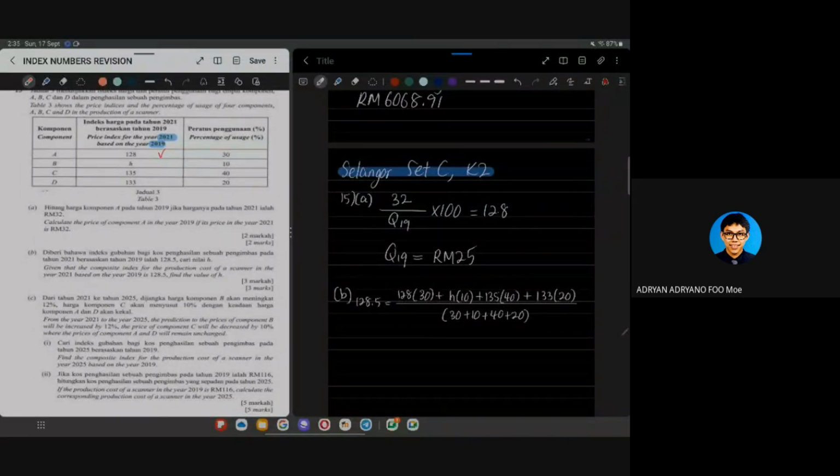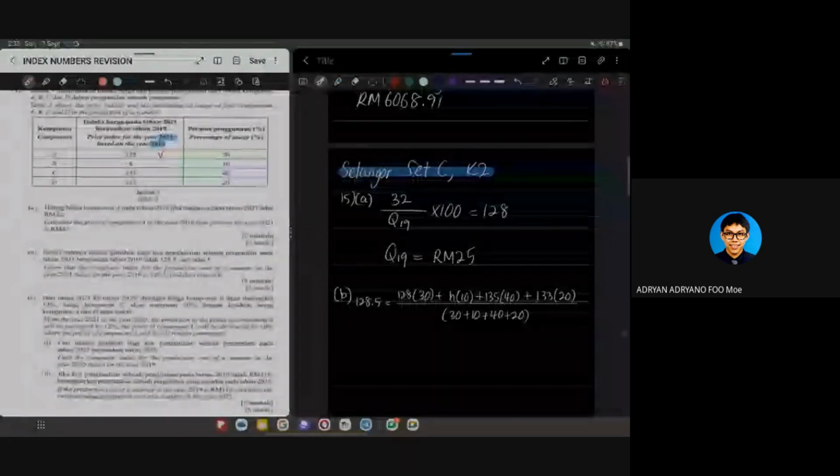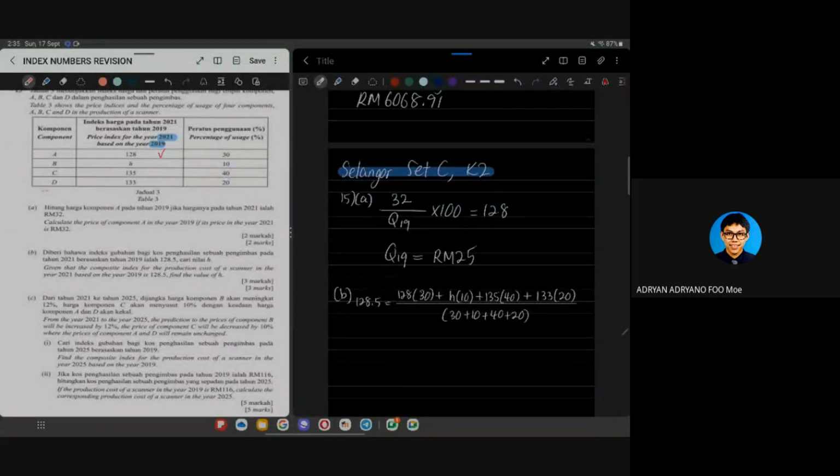However, usually for this kind of composite question, where you need to find the index, not the composite, I suggest you simplify the equation first. What do I mean by simplify? 128.5 times 100 equals, okay, I simplify everything, plus 135 times 40 plus 133 times 20. I will get 11900 plus 10H.